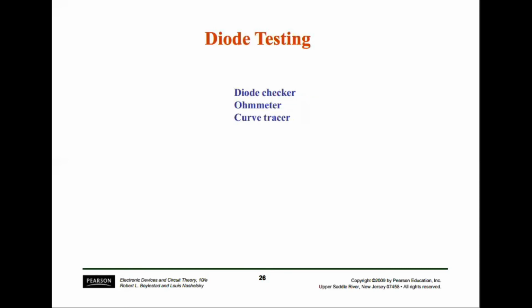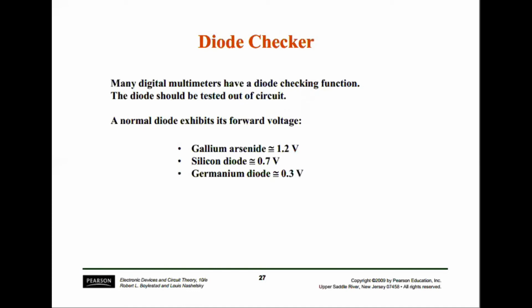the diode testing mechanism. Many digital multimeters have a diode checker function. The diode should be tested out of a circuit, and the following forward bias voltages will be found when the diode checker is applied. It is nowadays available with many multimeter devices.